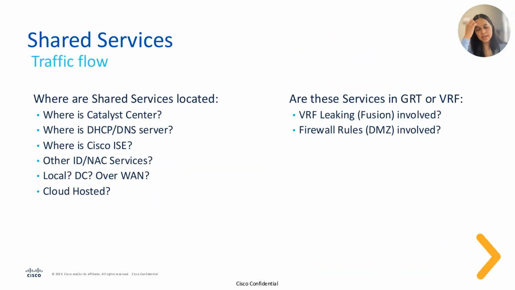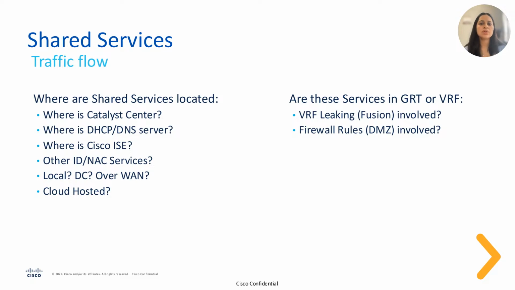Now, the next thing we need to understand when we are sitting to troubleshoot, once we know the flow of traffic within our fabric, is the flow of traffic towards the shared services. So we need to know where our ICE server or any other AAA servers are located. Where is Catalyst Center sitting? Where is the DHCP or DNS server located? Also, are these services accessible locally, or are they sitting in your data center, or across the WAN, or sitting on the cloud as a virtual machine? So you need to be well aware of where all these services are located.